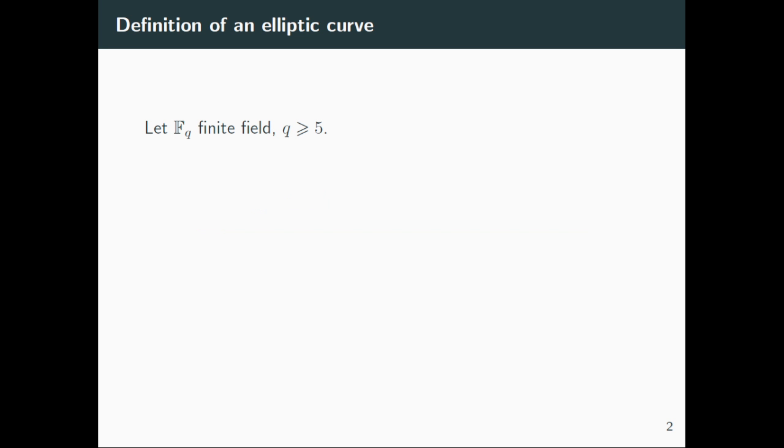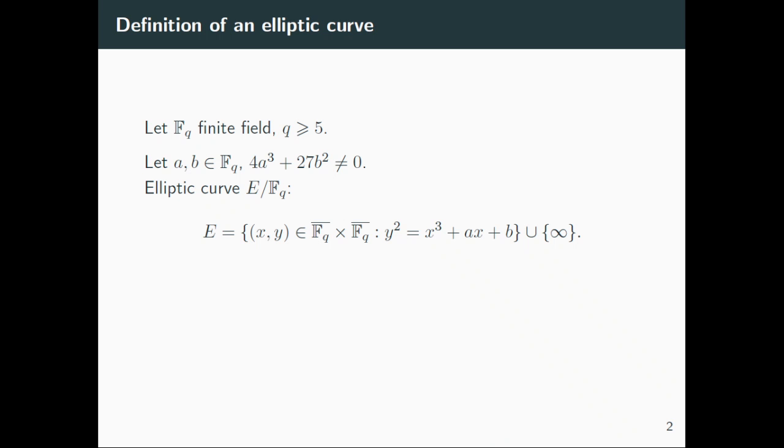Let F_q be a finite field with at least 5 elements. An elliptic curve E is seen as the set of points (x, y) satisfying the equation y squared equals x cubed plus ax plus b, where 4a cubed plus 27b squared is not 0 in F_q. And that set is equipped with an identity element called the point at infinity. Here, F_q bar denotes an algebraic closure of F_q.